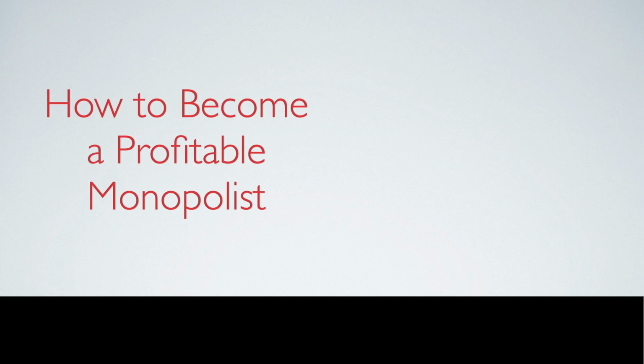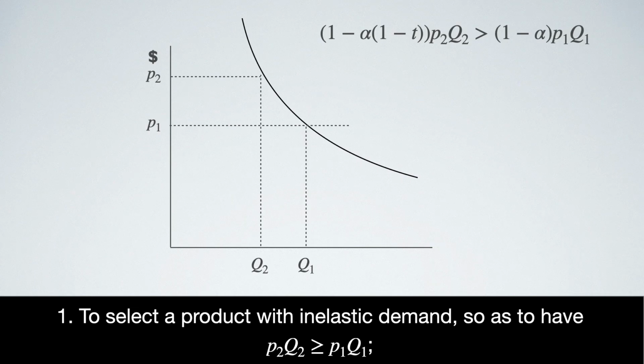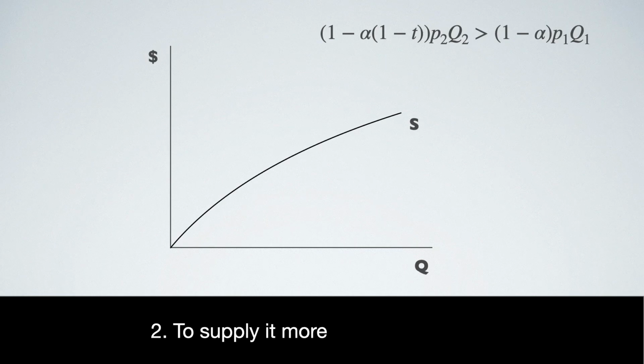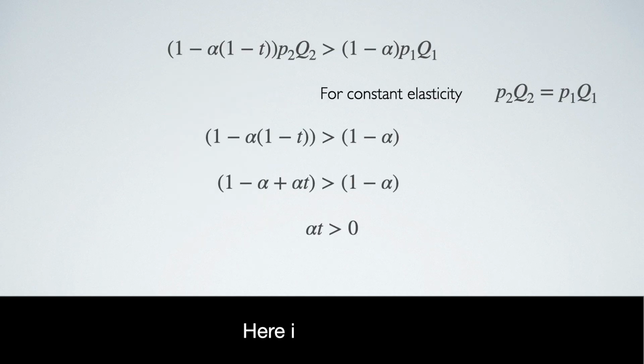How to become a profitable monopolist? To become profitable, James needs: 1. To select a product with inelastic demand, so as to have this. 2. To supply it more elastically. 3. To impose as large a markup as possible. Here is the proof.